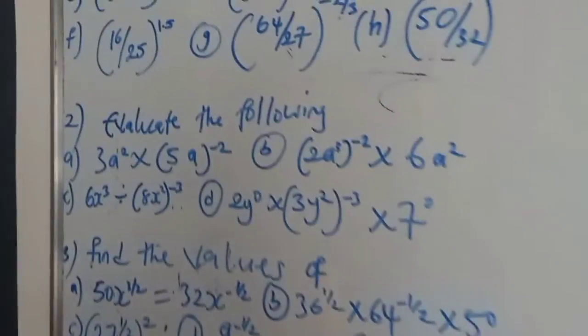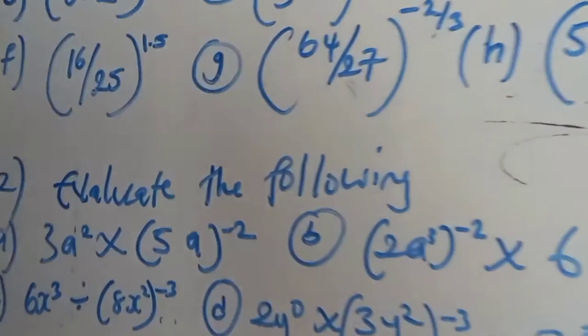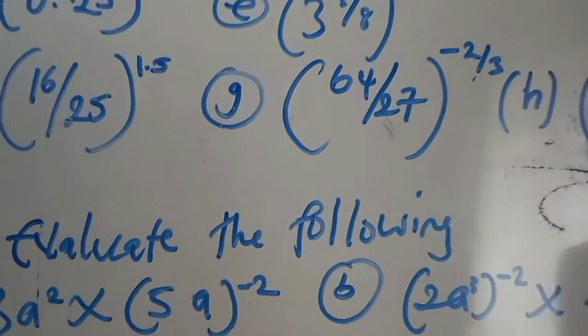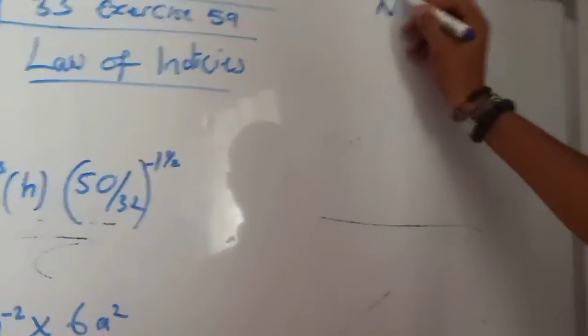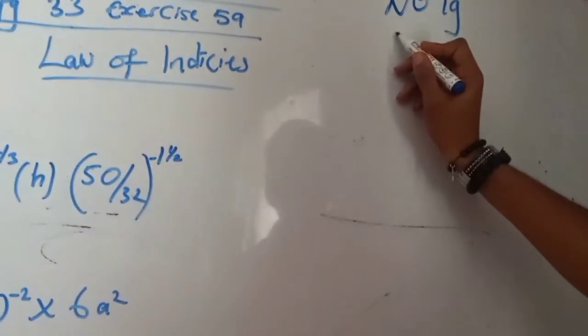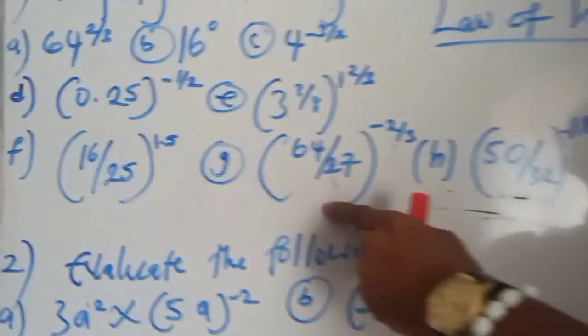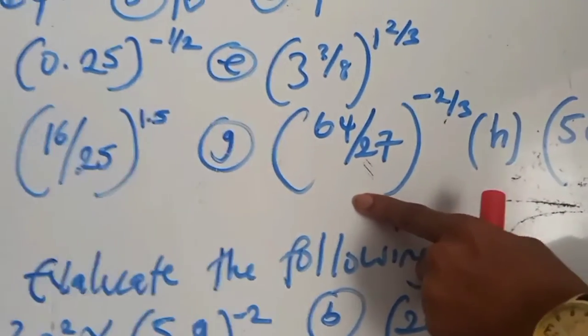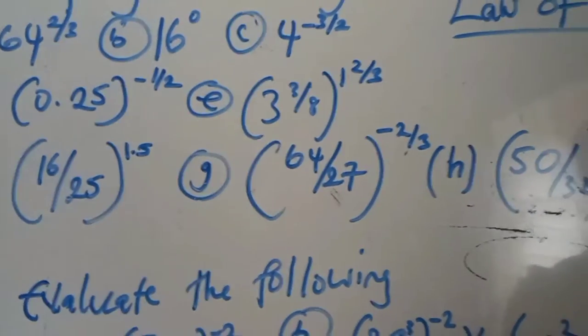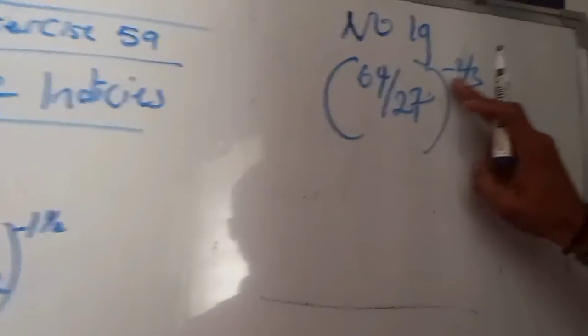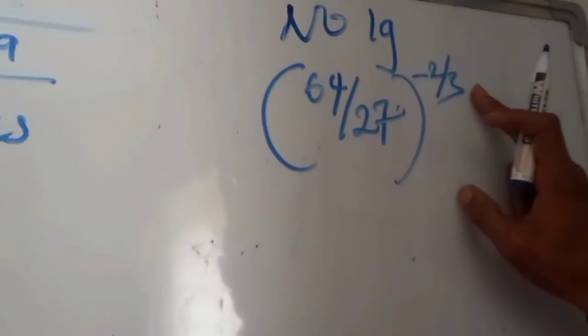Now we go to number 1G. Number 1G says what? 64 divided by 27, raised to what? Minus 2 over 3. This is our question. So without wasting time, there are two laws here: the negative law and the fractional law.